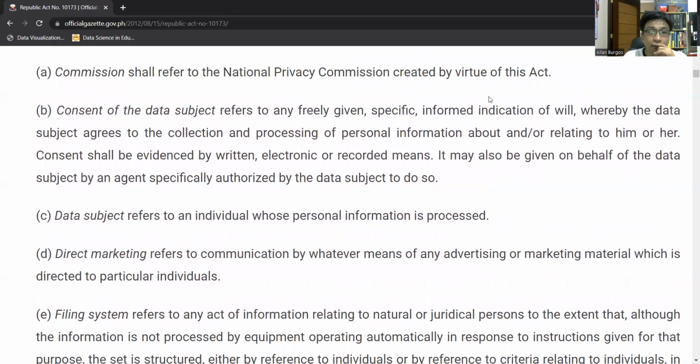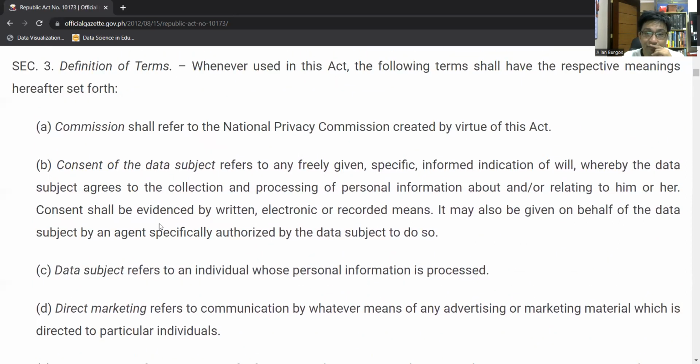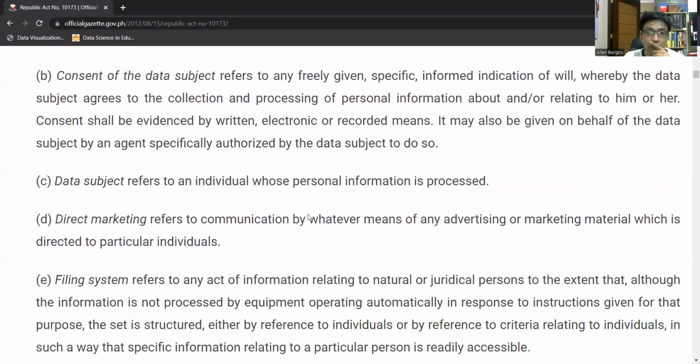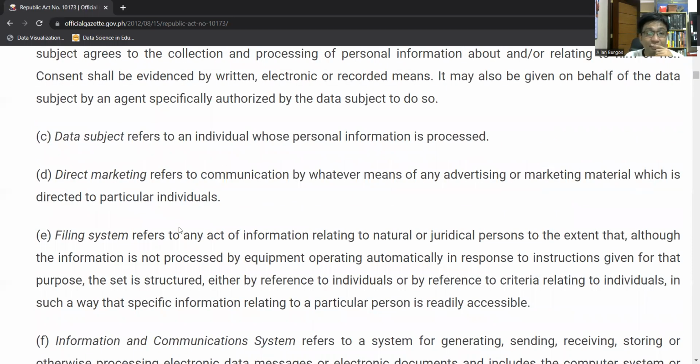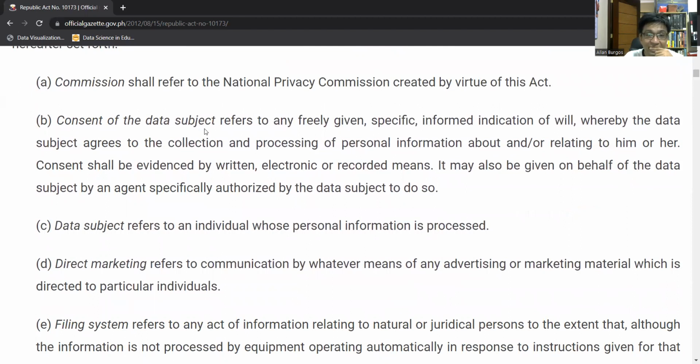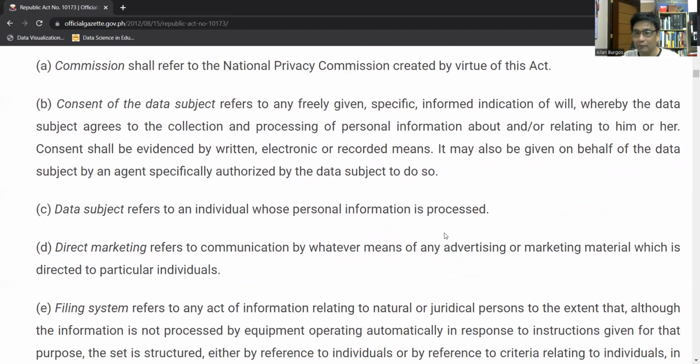Okay, so where are we now? We have consent of the data subject, the permission, no? Data subject refers to the... actually this data subject should have come first, no? Why did it become consent of the data subject? So this data subject should have come first, in my opinion, because anyway, data subject refers to an individual whose personal information is processed. So each of us can be considered a data subject, no?